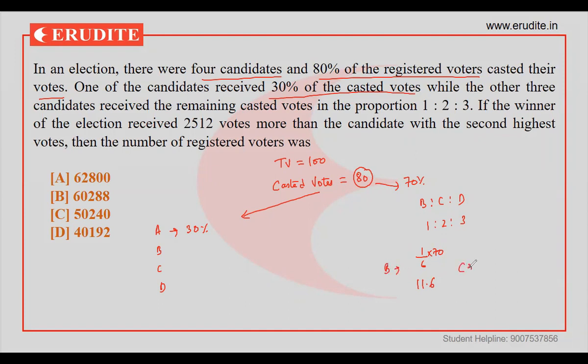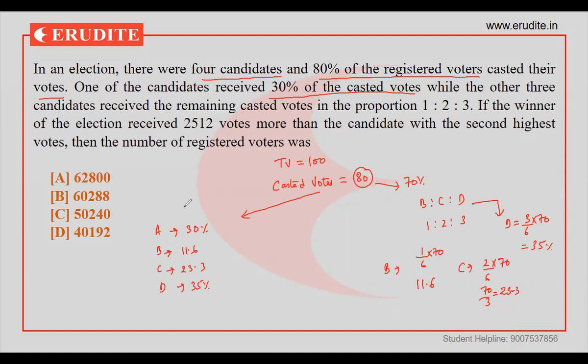C will get how much? 2 upon 6 into 70. That is 70 by 3, which is 23.3%. If I talk about D, D will get how much? 3 upon 6 into 70. That is 35%. So B is getting approximately 11.6%, C is getting 23.3%, and D is getting 35%.